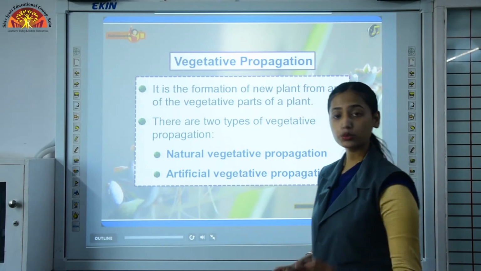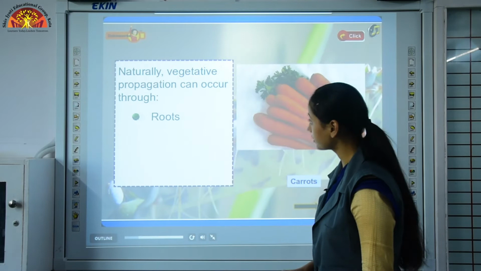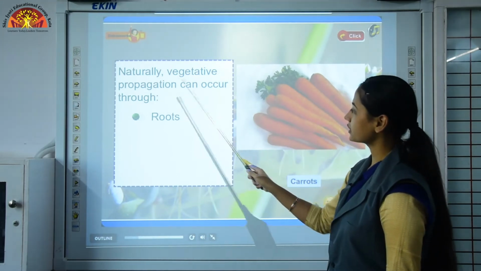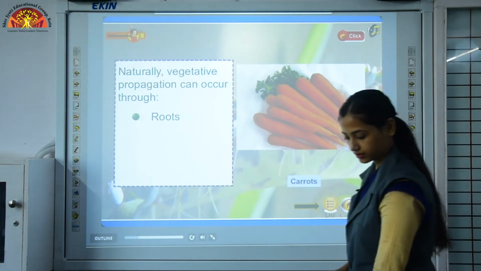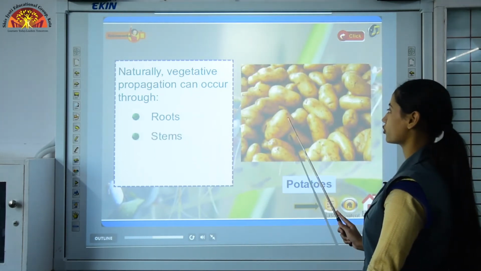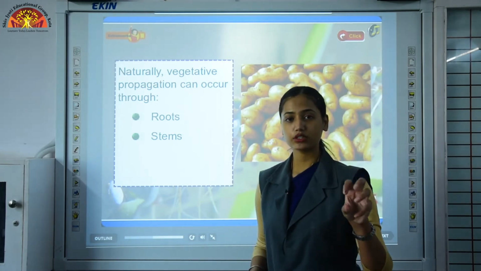What parts? Roots, stems and leaves. It is of two types, natural and artificial. Naturally, vegetative propagation can occur through roots, like in the case of carrot, and through stems, in the case of potato. You have seen that there are so many eyes present on a potato.